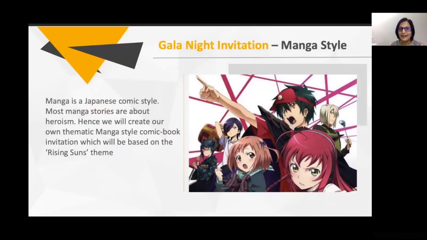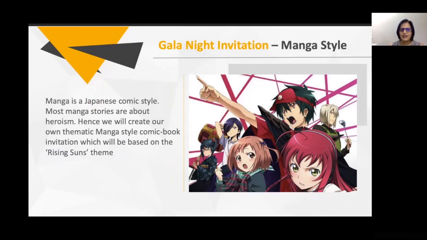Now, again, if you thought that just having invitations for the main event was enough, no, it's not. There is more communication coming in the gala night as well. So for the gala night, again, you have to give invitations. Now, we've already done something very Japanese for the main event. But what did we do for the gala night?